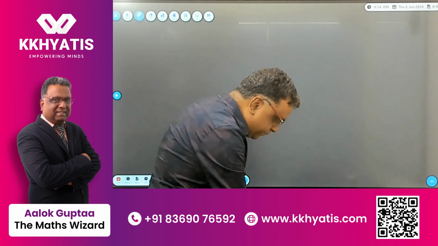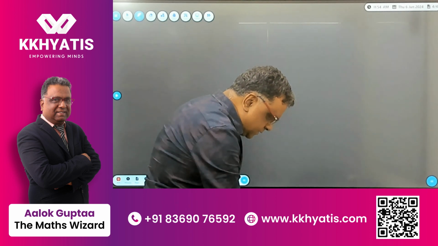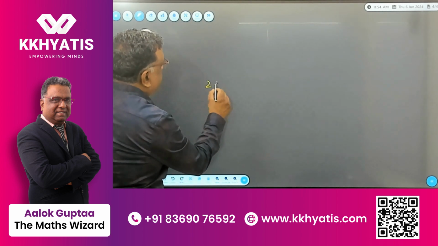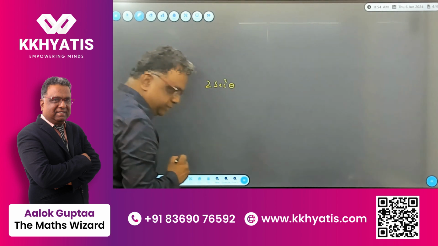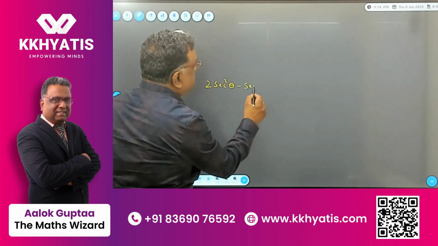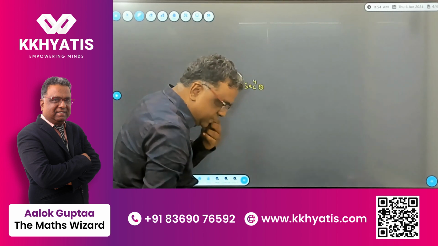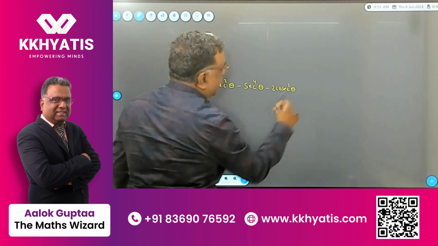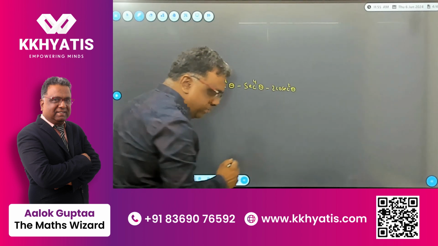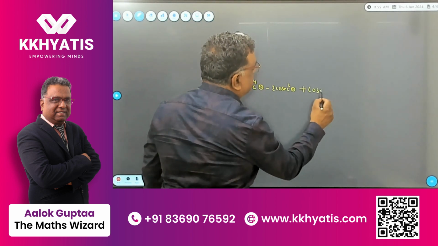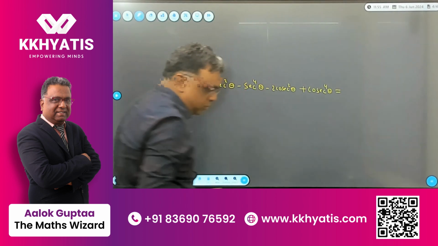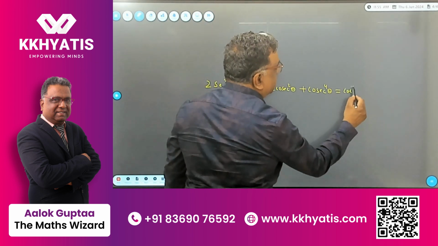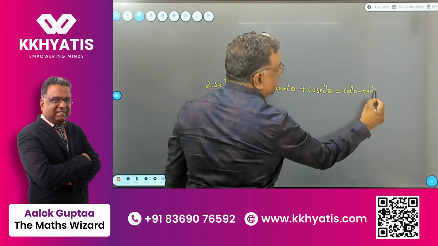Let's take some challenging sums. So it goes like, you have to prove 2 sec square theta minus sec raised to 4 theta minus 2 cosec square theta plus cosec raised to 4 theta is equal to cot raised to 4 theta minus tan raised to 4 theta. So this is what we have to prove.